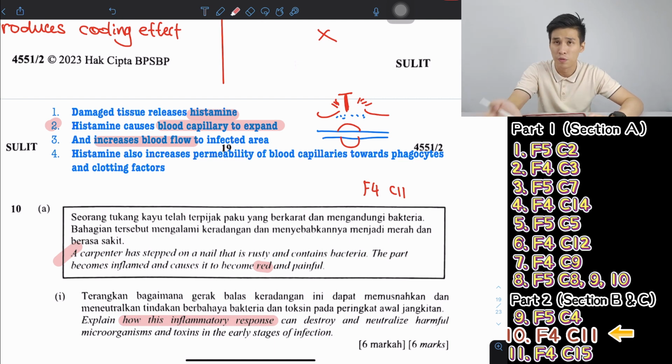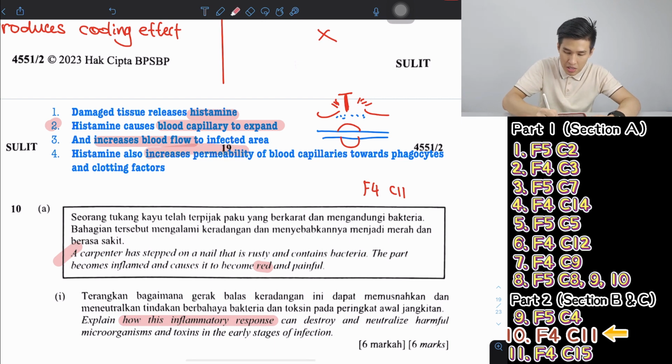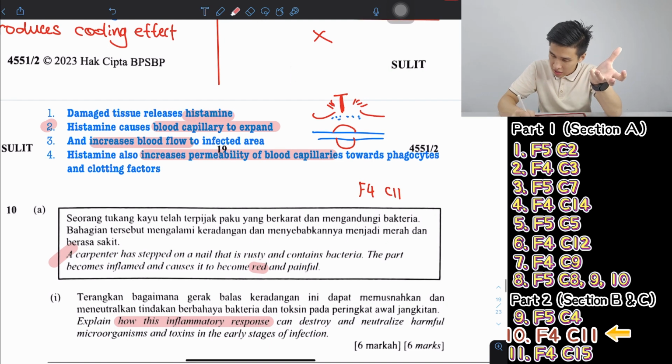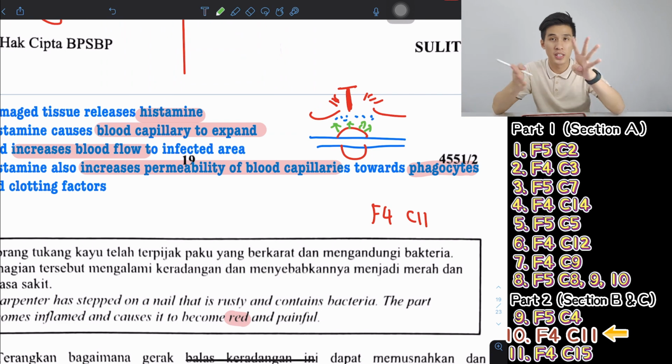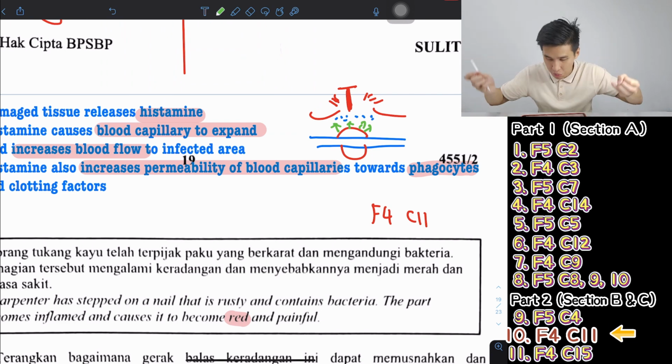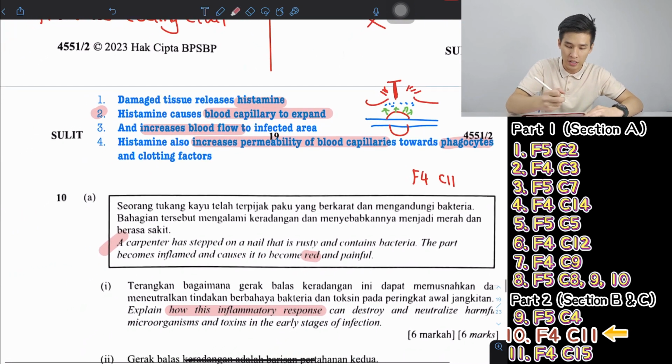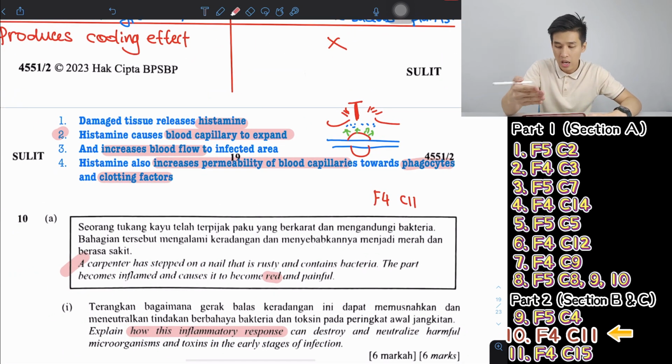Why do you want more blood to flow? Because with more blood flow, it will carry more white blood cells, specifically phagocytes, to come over here. As more phagocytes flow here, histamine also does one more thing. It increases the permeability of blood capillaries, so that the phagocytes that come here can diffuse out to kill the bacteria here. So more blood flow, more phagocytes come here, and the permeability also increases, so they will come out. Not just phagocytes, clotting factors as well, to help in blood clotting.